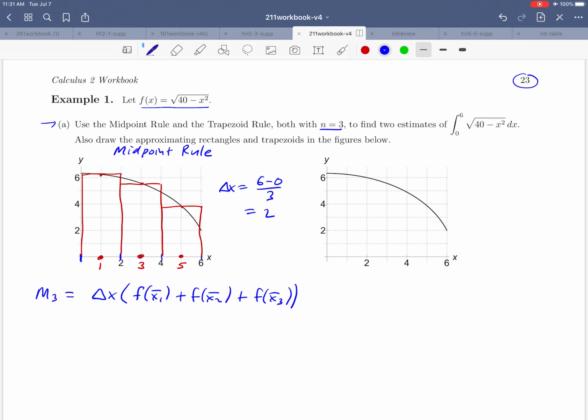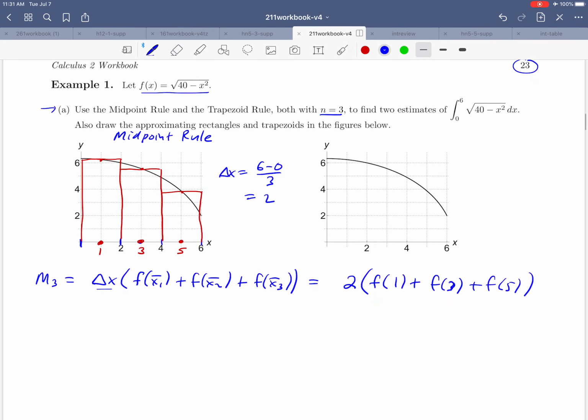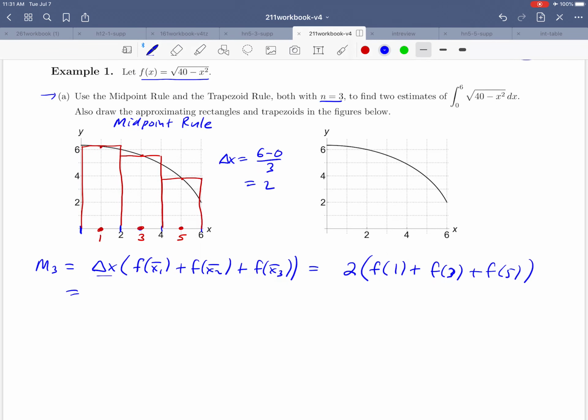To do this calculation, we start by filling in the value of delta x, which we saw above as 2, and then we substitute in 1, 3, and 5. Those are the values that we need to substitute into our function. Next, we need to remind ourselves what the formula for the function was. It was sitting up here. For example, f of 1 is just asking us to take 1 and substitute it into that function. So we get the square root of 40 minus 1 squared.